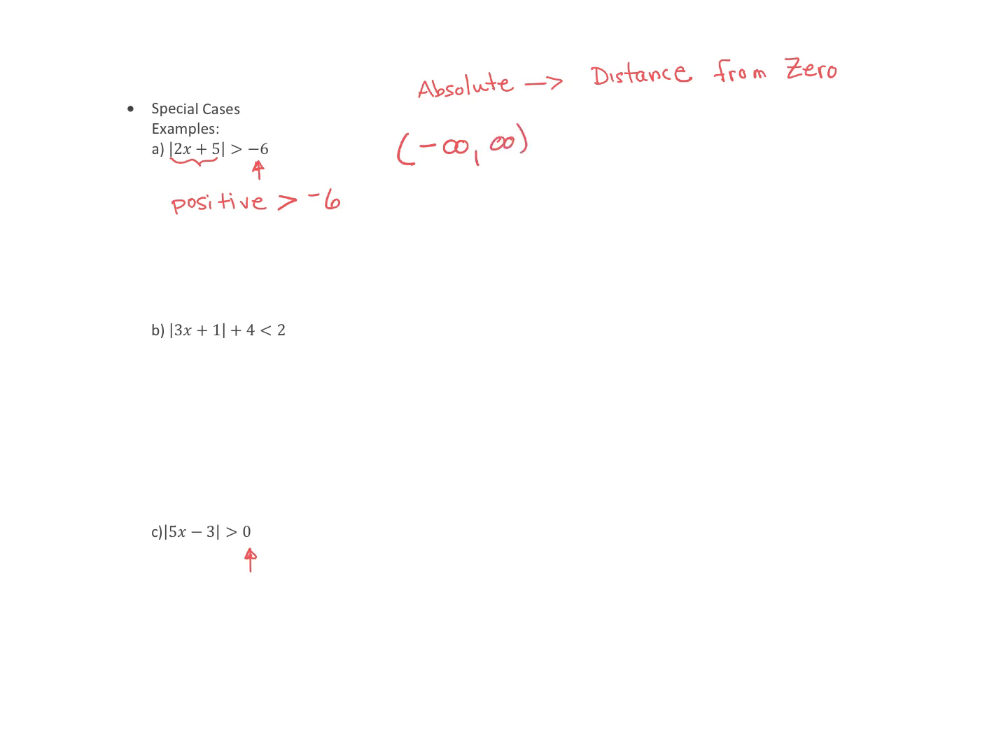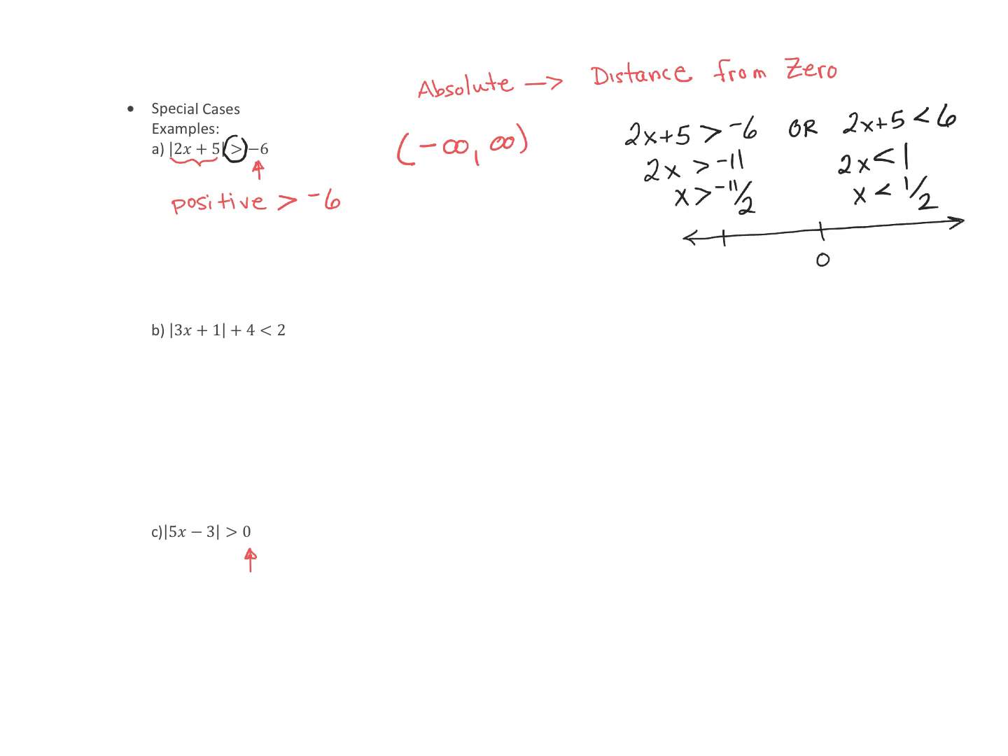So I can use my reasoning skills to do that. But if I don't happen to notice that that's what's going on, I can go through the process. Greater than negative 6. This is a greater OR, so it's an OR statement. 2x plus 5 is less than positive 6. This will give us 2x is greater than negative 11, or x is greater than negative 11 halves. And 2x is less than 1, x is less than 1 half. And if I graph this, negative 11 halves and 1 half, I'm greater than negative 11 halves. I'm less than 1 half. You'll notice that the entire number line is actually shaded, which is why we get the solution negative infinity to infinity.